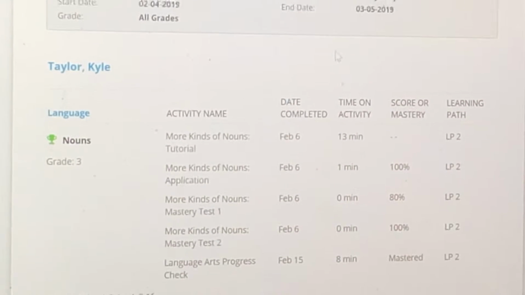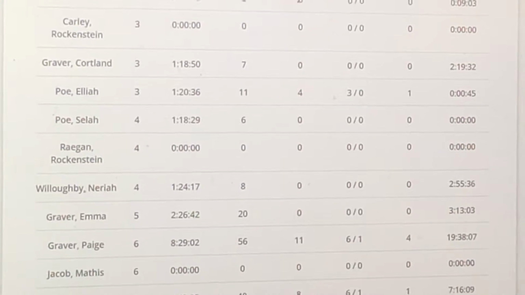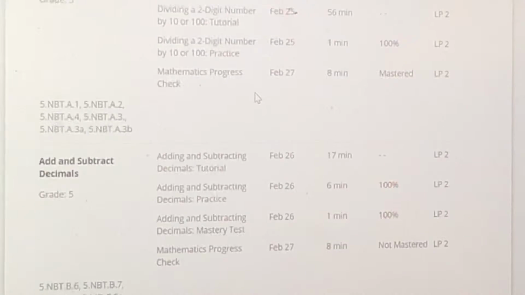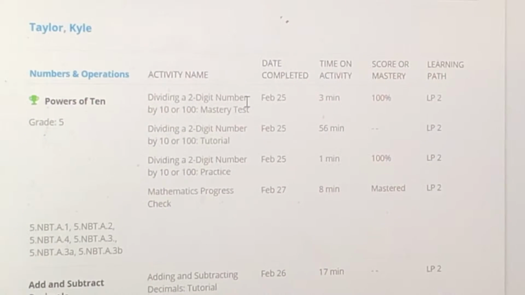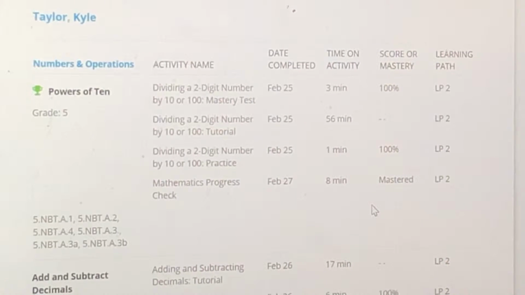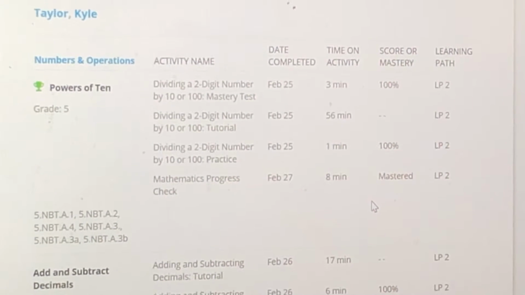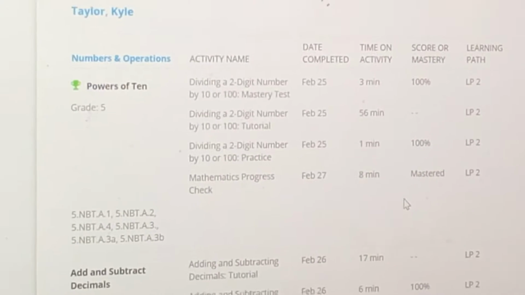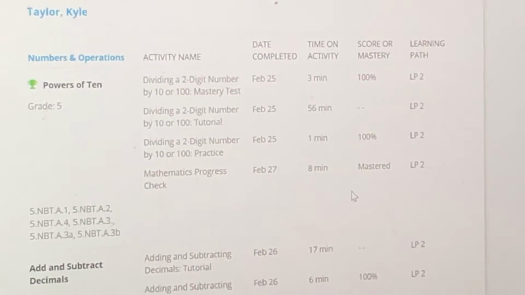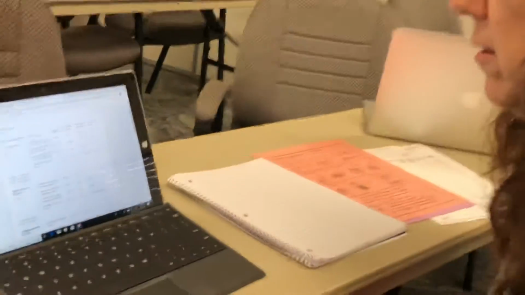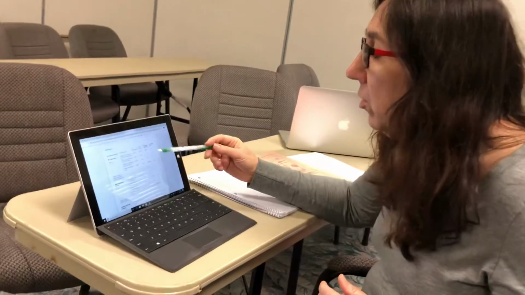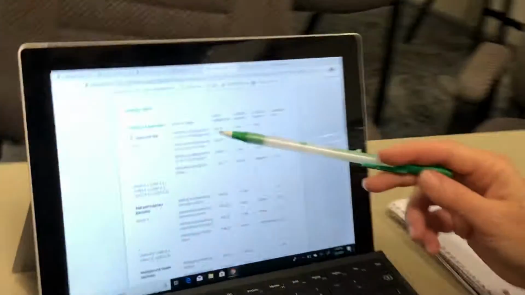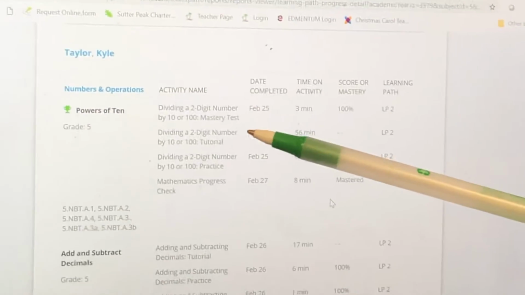So I have a student that I'm going to meet with. Let's find him right here. When I'm going to meet with Kyle, for example, I'll look at his report and see what lessons he's doing and how he's doing on those lessons. That will help me to decide what I can do for him and what areas he might need help in. So Kyle, on this lesson, divided a 2-digit number by 10 or 100.